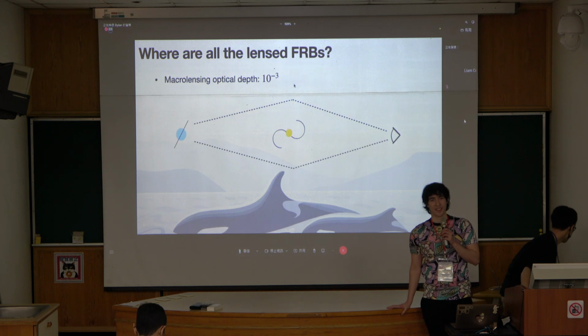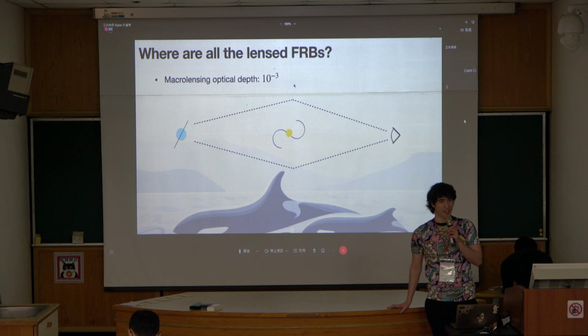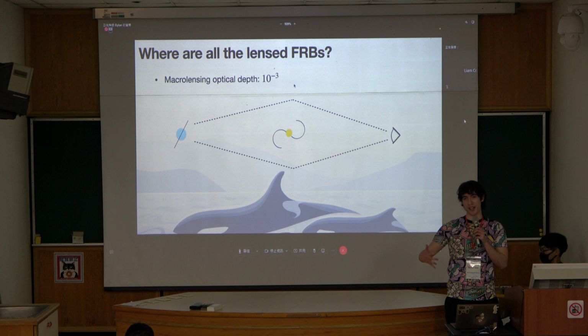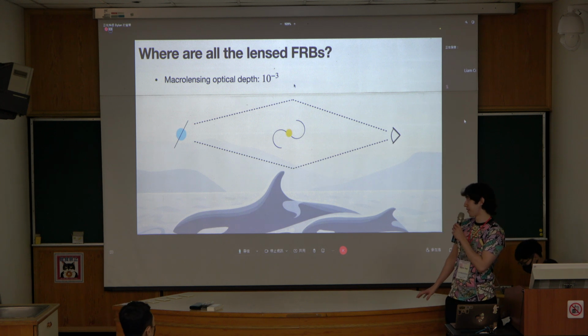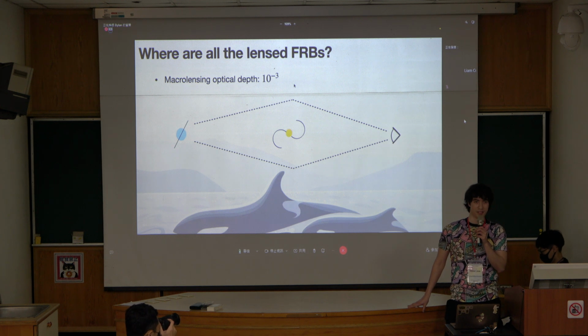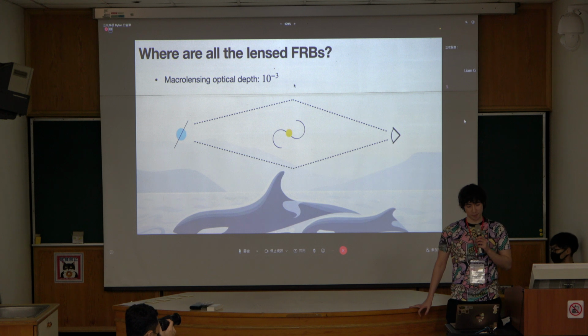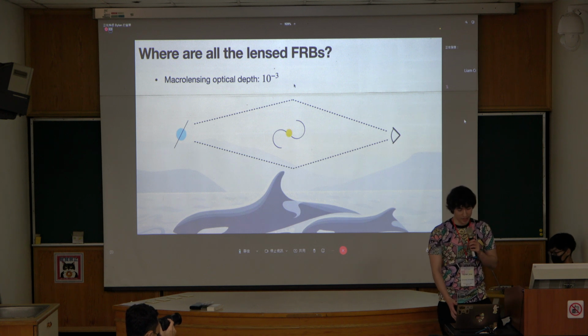And this ordering of the talks today is mildly unfortunate because there are many talks after mine that will be discussing the applications of lensing, but I'm just going to take for granted that it's something that you want to do. You want to see lensed FRBs. And there are many ways that an FRB may be lensed.